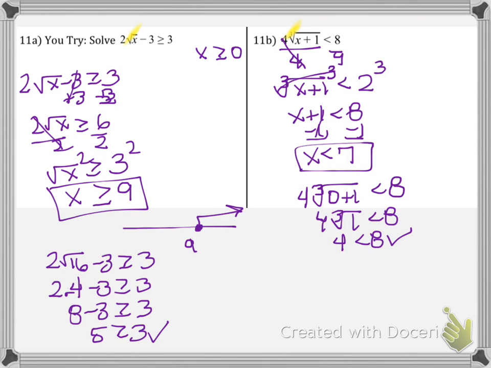There is a restriction here because it's an even index. Even indexes, you're not allowed to have negative inside of the square root or fourth root, whatever it is.